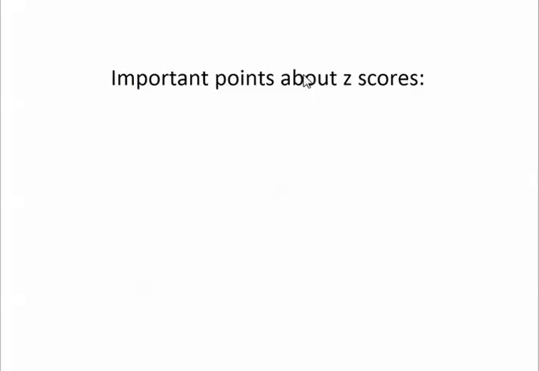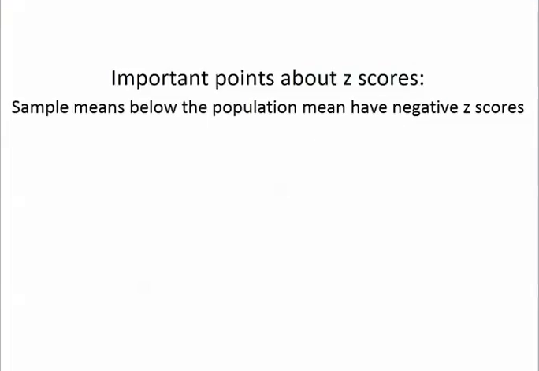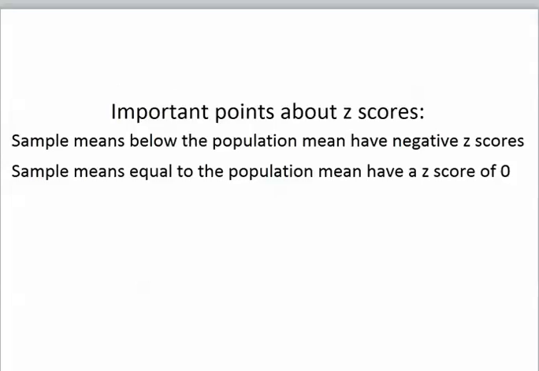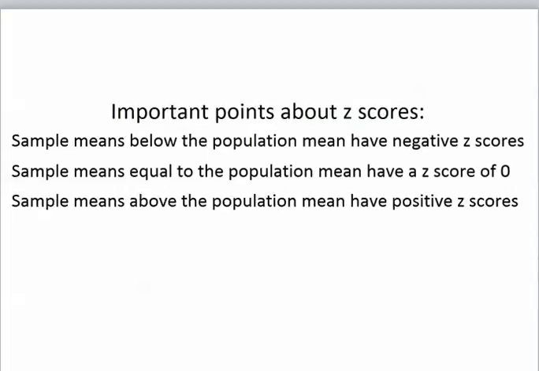I wanted to make a few points about the z-score of a sample mean. I want to show you how the z-score of a sample mean really works the same way as the z-score of an individual person. First, a sample mean that's below the population mean will have a negative z-score. A sample mean that's equal to the population mean will have a z-score of 0, and a sample mean that's above the population mean will have a positive z-score.